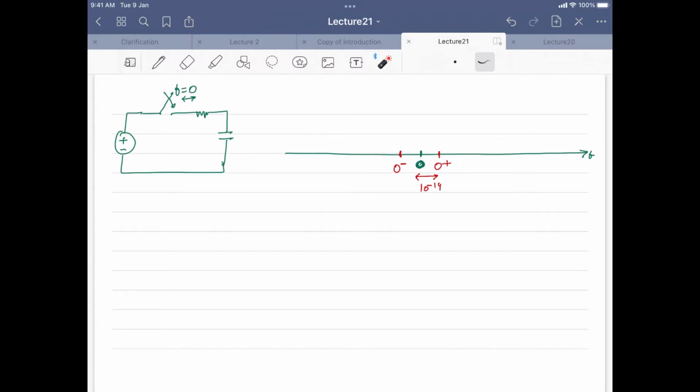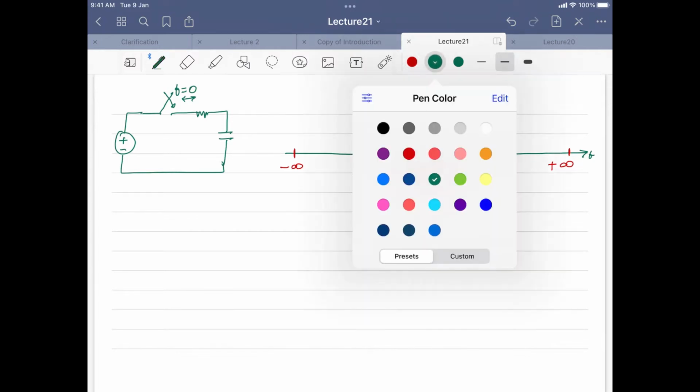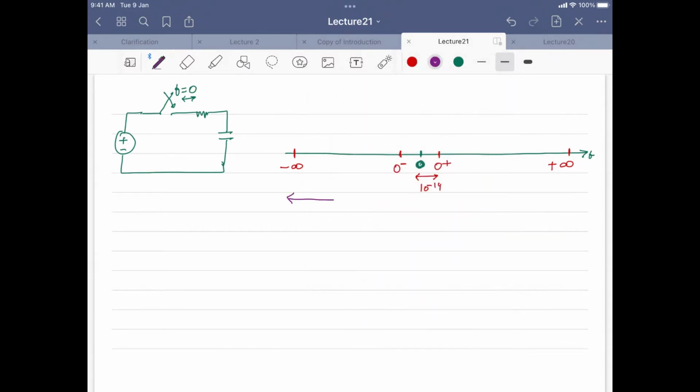And then we have one limit at minus infinity, and another at plus infinity. So these are the situations. Last time we discussed that this particular area from minus infinity to 0 minus, or you can say up to 0, just before the switching, is called steady state.